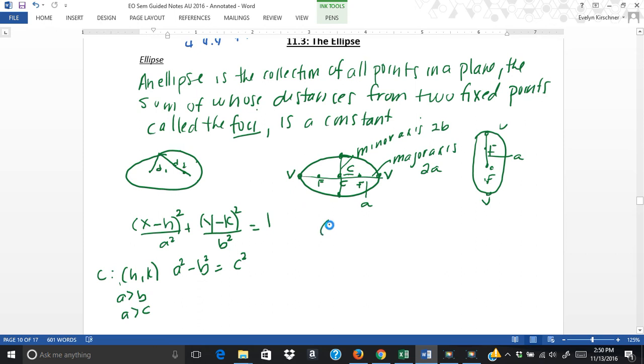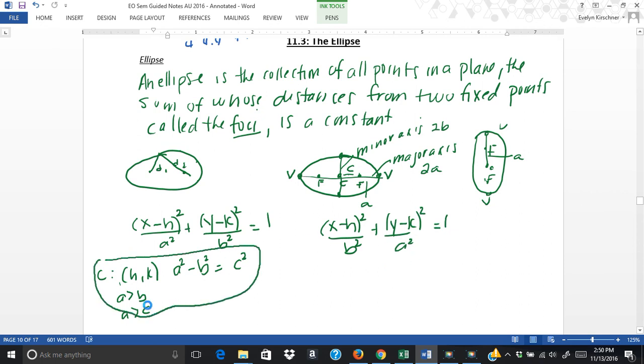And if my major axis is in the y direction, here's my equation. And here a is bigger. This is still the same. This holds for both of them, these relationships. And it's just that whichever the major axis is, that variable is over the larger number.